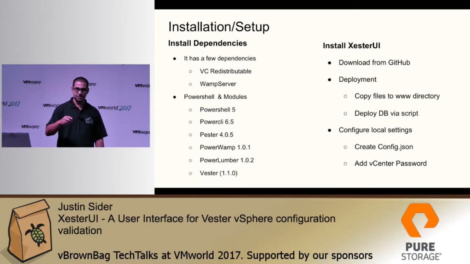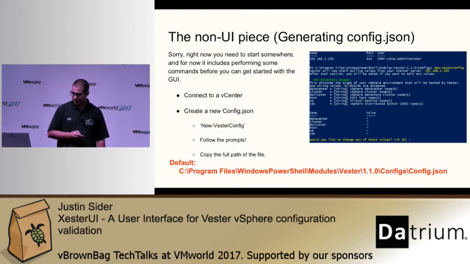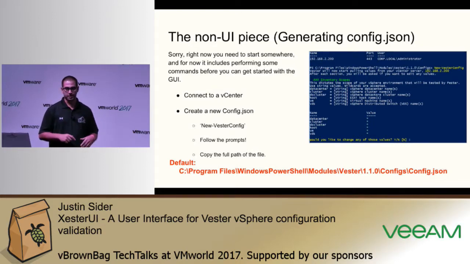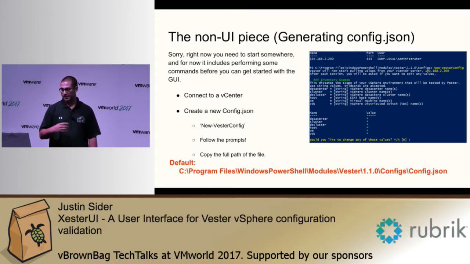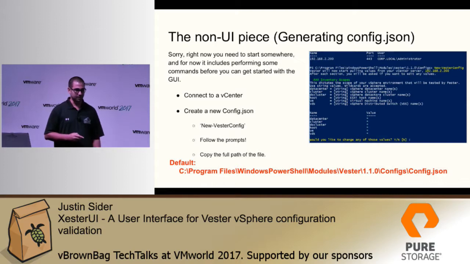And then to actually run a test, the only thing you need to do is have a config.json, and if you're familiar with vSphere, you should already know how to do that. And then add a vCenter username and password so that we can actually connect. So the only piece that is non-UI to get you started is to create that config.json, that first one. So open up a PowerShell window, type New-vSphereConfig once you're connected to your vCenter, and follow the prompts. And then it drops it in the default location. Again, change that to 1.2 or whichever version of vSphere you're running.